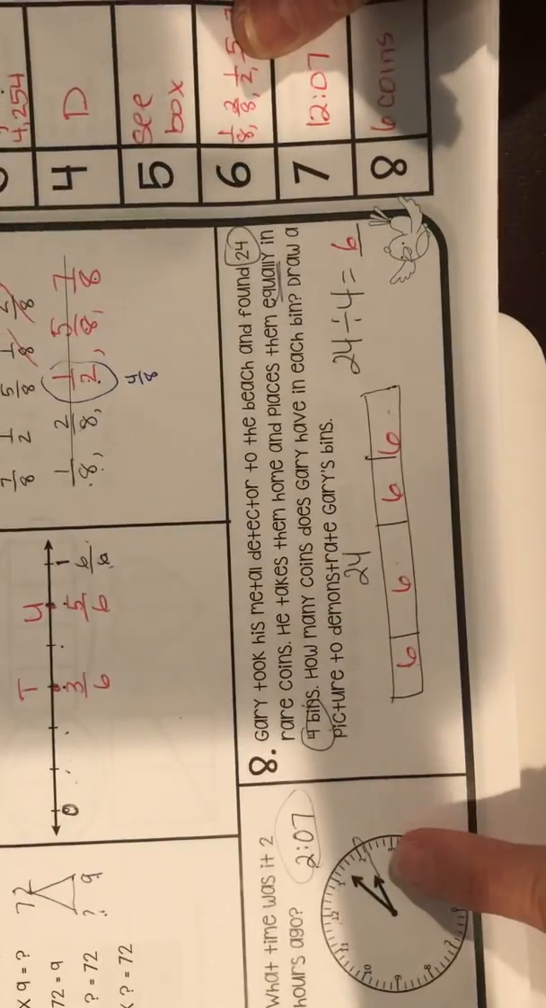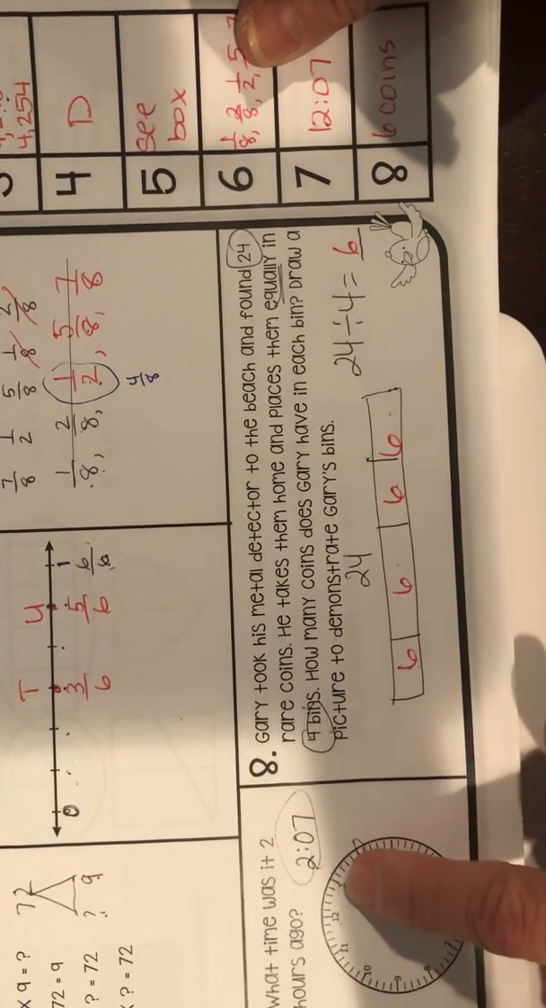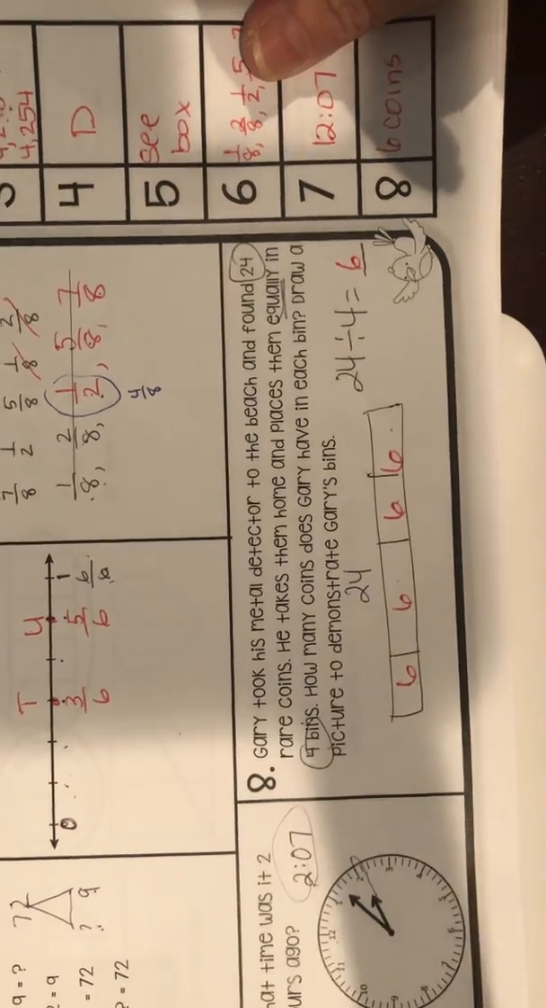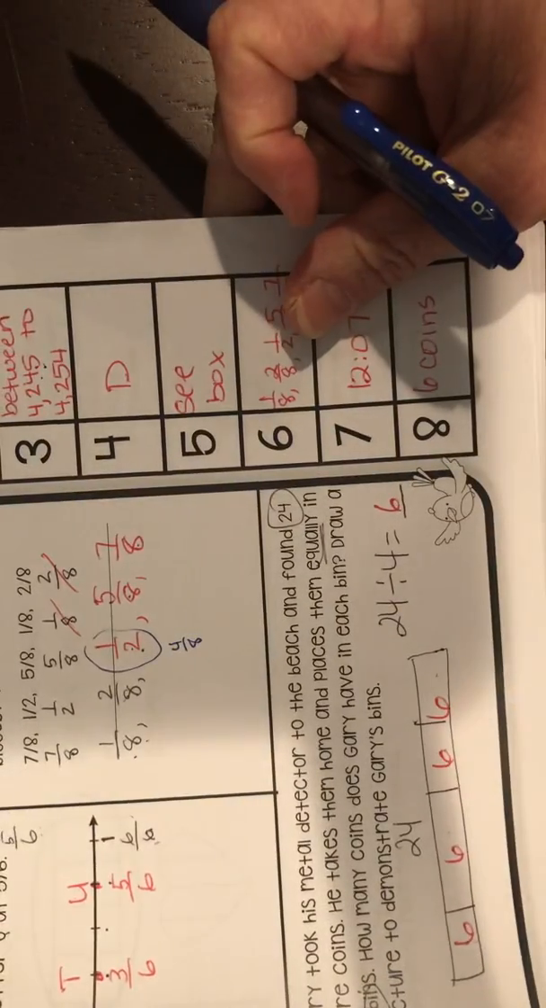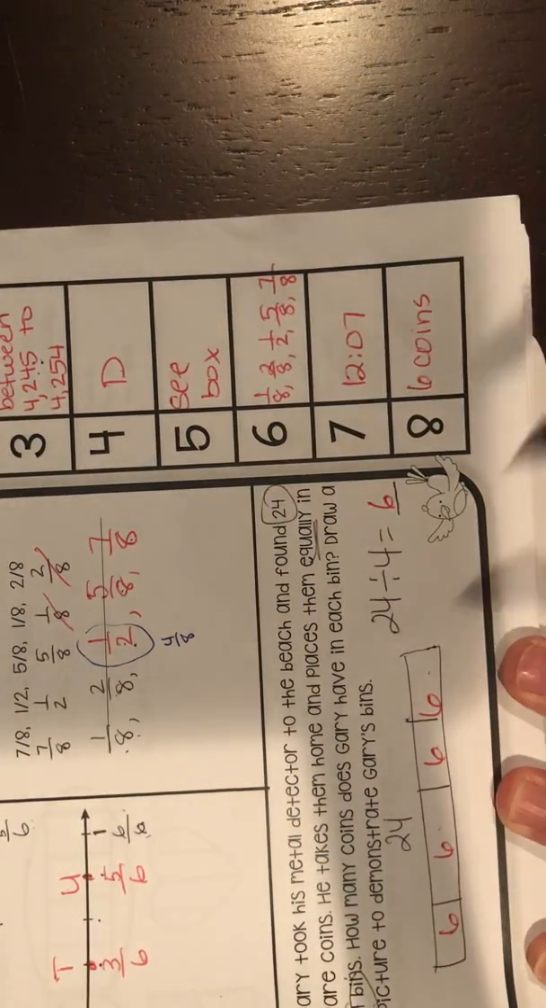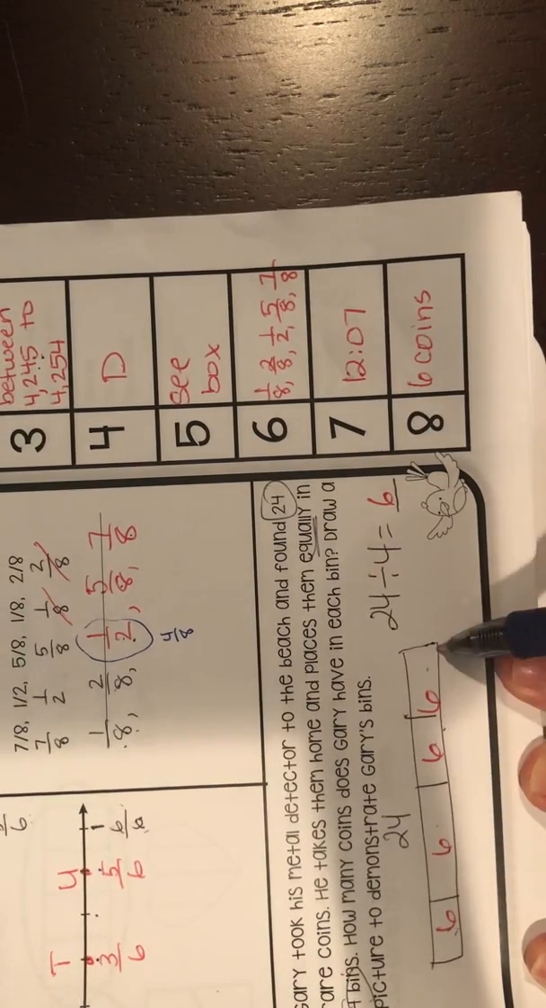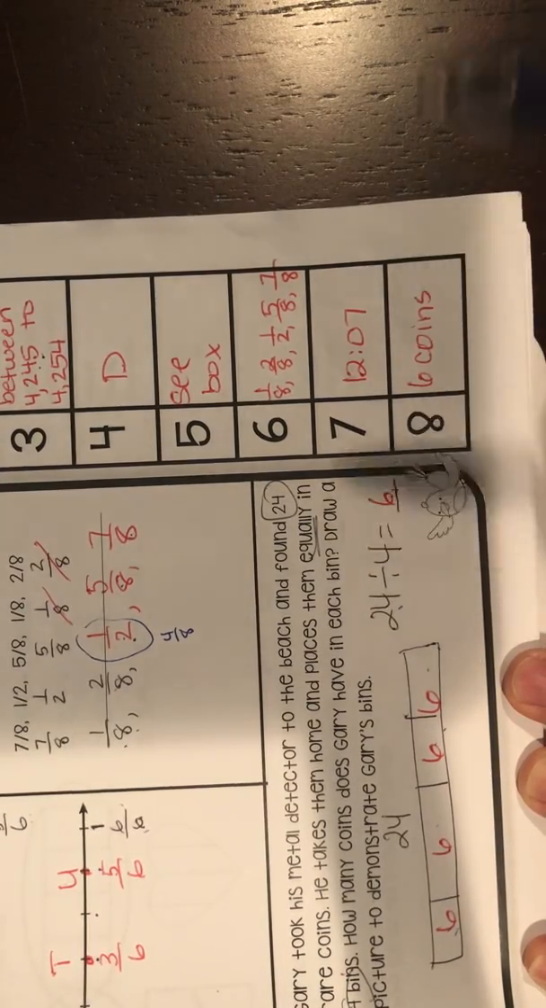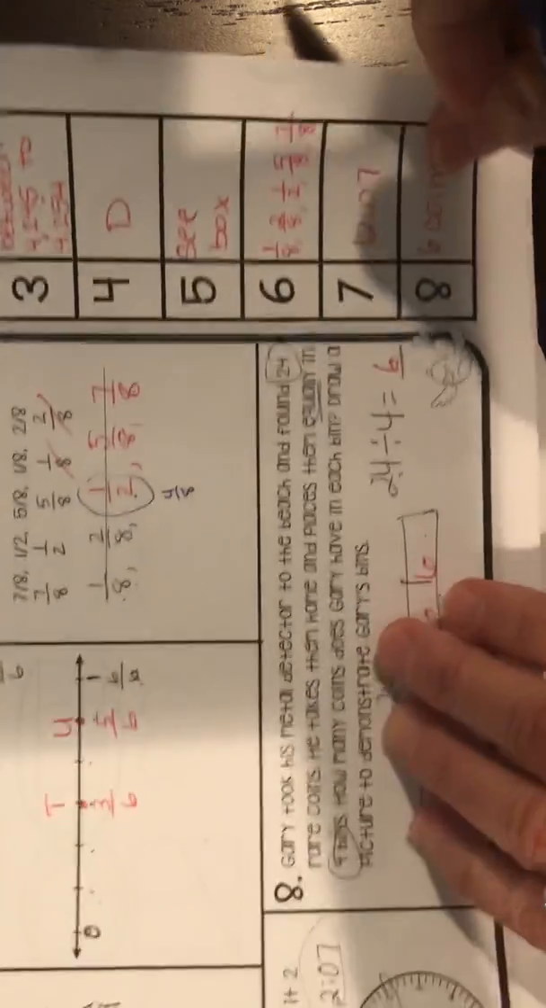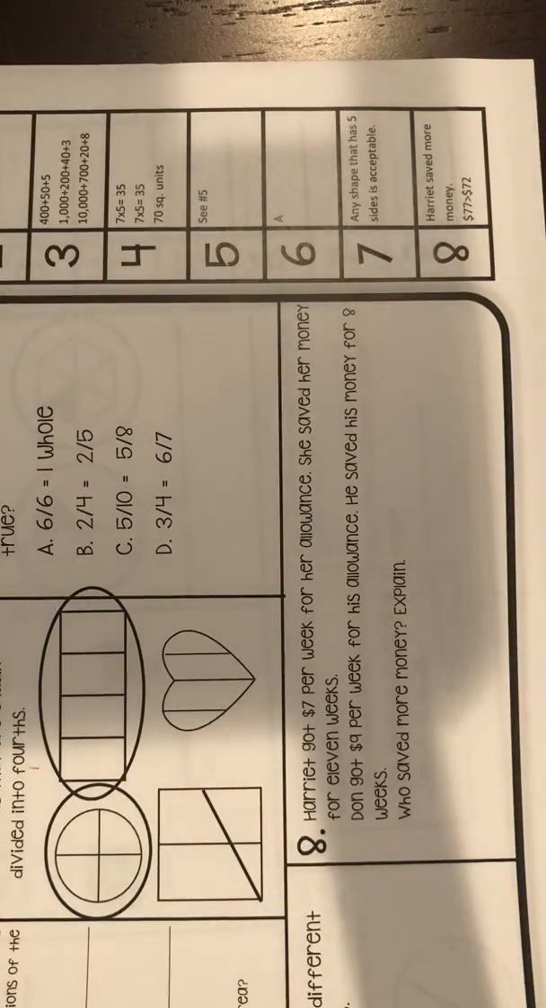What time was it? If it's 2:07, then 2 hours ago it would be 1:07, 12:07. And if we have 24 rare coins and we divide them equally into 4 bins, 24 divided by 4, that means there's 6 coins in each bin. Okay, let's take a look at the explanation here for Spiral 10.